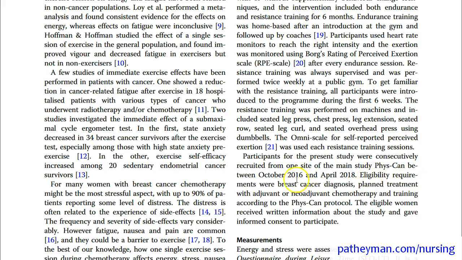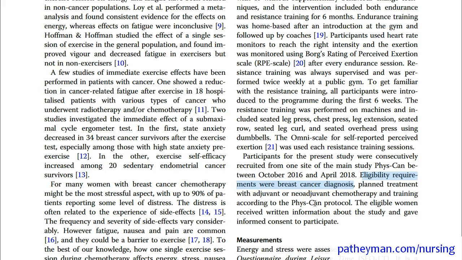So the eligibility requirements in this case, the inclusion criteria, are breast cancer diagnosis, planned treatment with adjuvant or neoadjuvant chemotherapy, and training according to the PhysCan protocol. Eligible women received written information about the study. So in this particular study, they were only taking women who had breast cancer, who also had a planned chemotherapy, and were doing the training protocol from the bigger study.